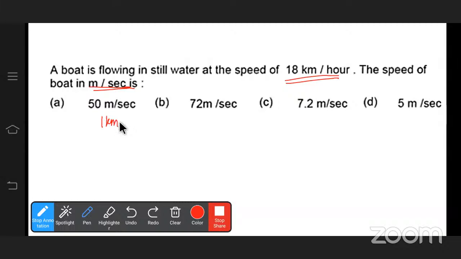1 kilometer equal to 1000 meter. Okay. 1 kilometer equal to 1000 meter. 1 hour equal to 60 into 60 seconds. Okay. You should know these terms. Then only you can solve this sum. 1 kilometer equal to 1000 meter. 1 hour equal to 60 into 60 seconds. So I'm going to convert 18 kilometer per hour as meter per second. How it means?